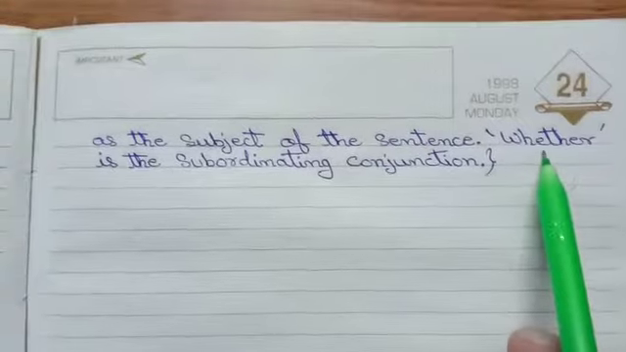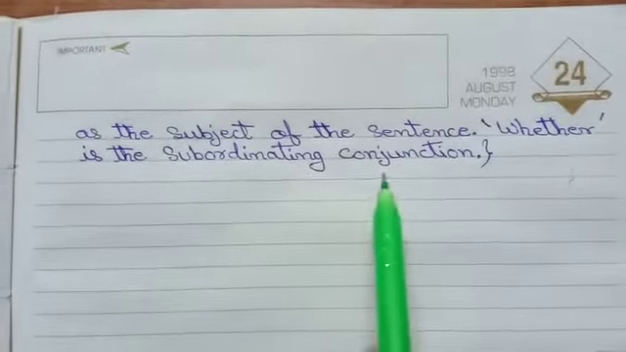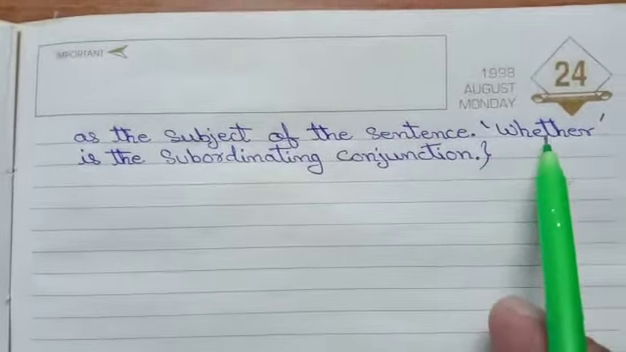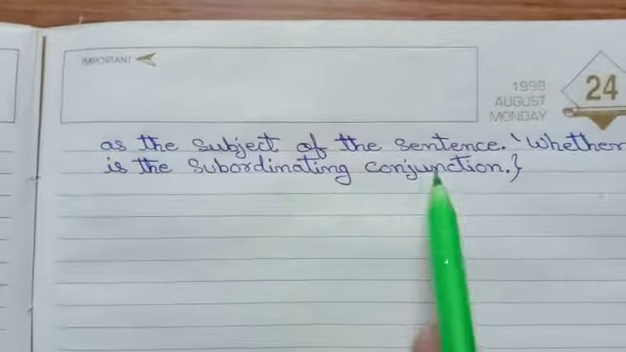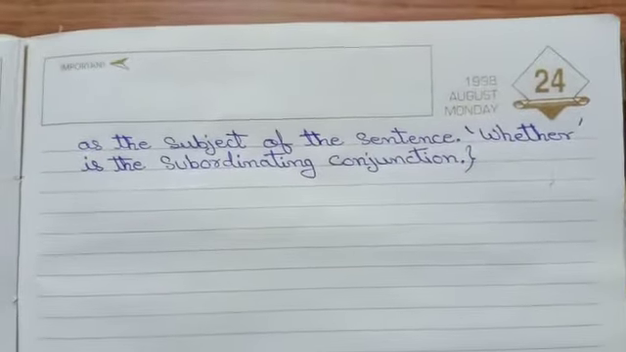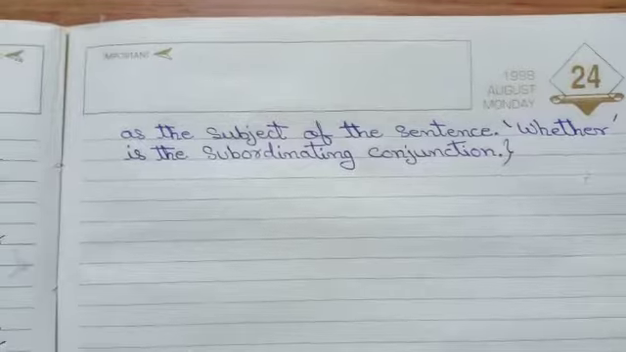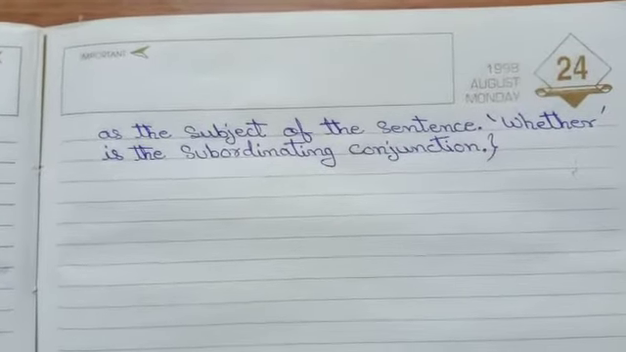Now see what should be given there afterward. "Whether" is the subordinating conjunction. That particular word "whether" is a subordinating conjunction. So I think all of you understand the explanation of the noun clause with the help of an example.